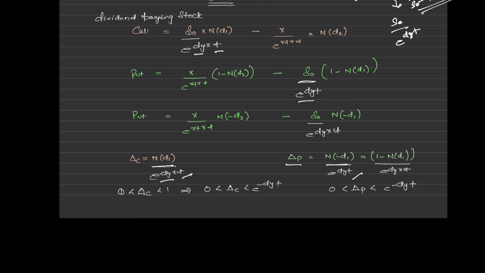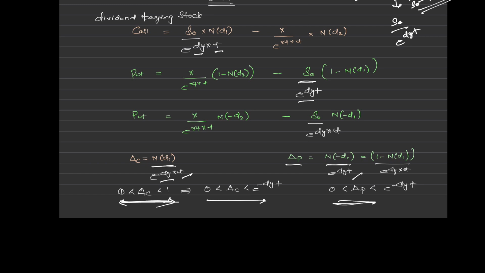So now, if there is a dividend paying stock, then the delta of call range is not only limited to 0 to 1, now it is limited to 0 to e to the power minus dividend yield into time, and here it is limited to 0 to e to the power minus dividend yield into time in the absolute term.